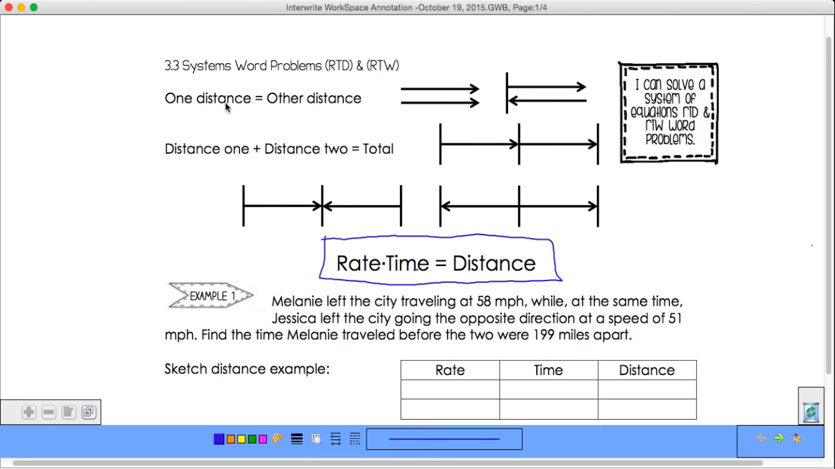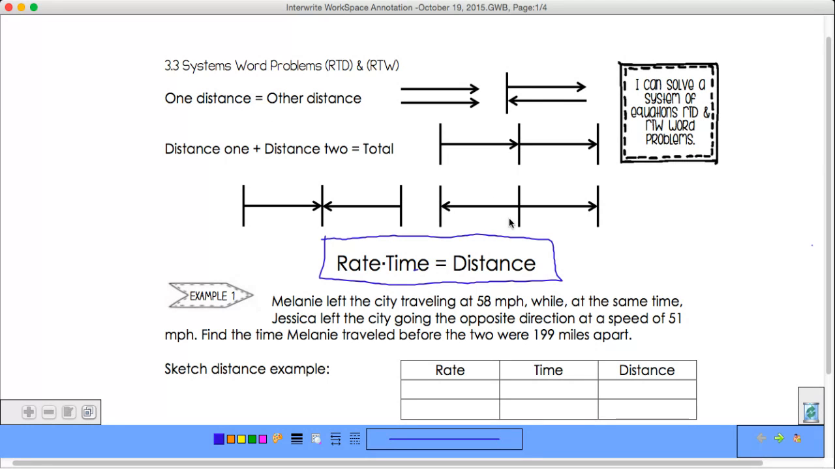And we have a couple different situations. We could have something like this where we have two things going in the same direction for the same distance, then the distances are equal, or where you're going somewhere and then turning around and coming back, those distances are equal. So set them equal to each other.